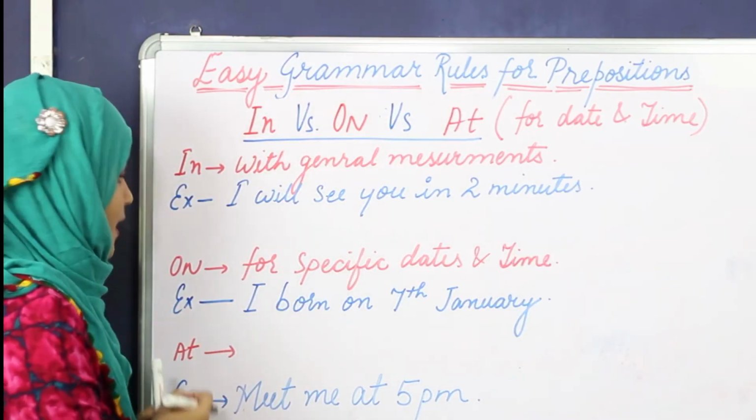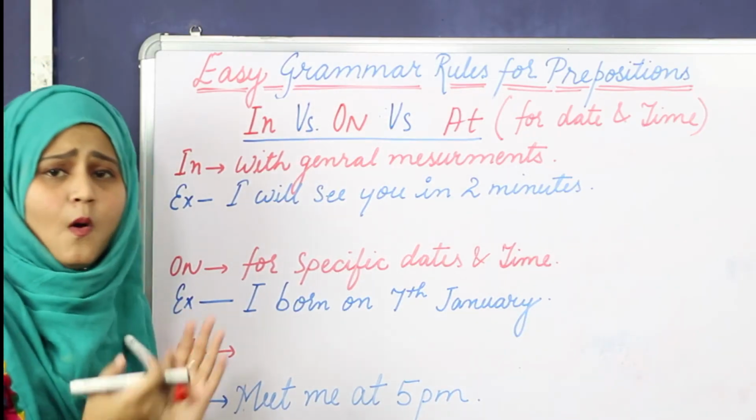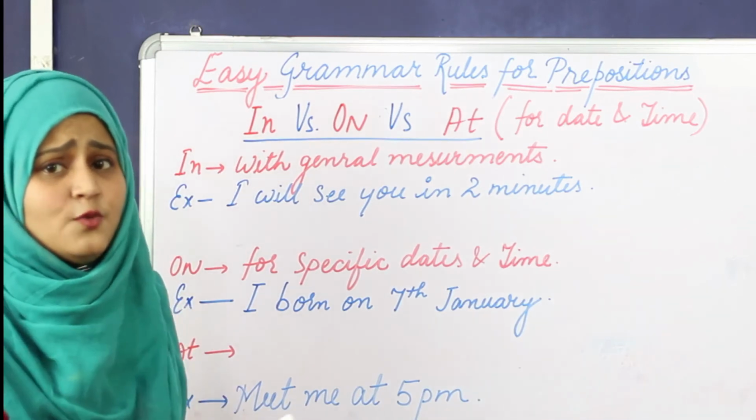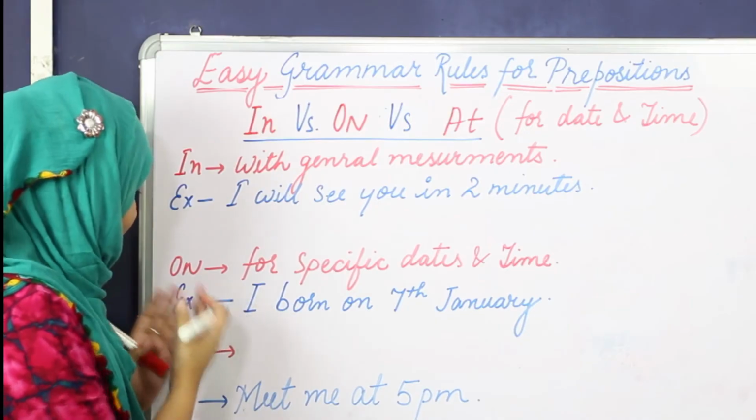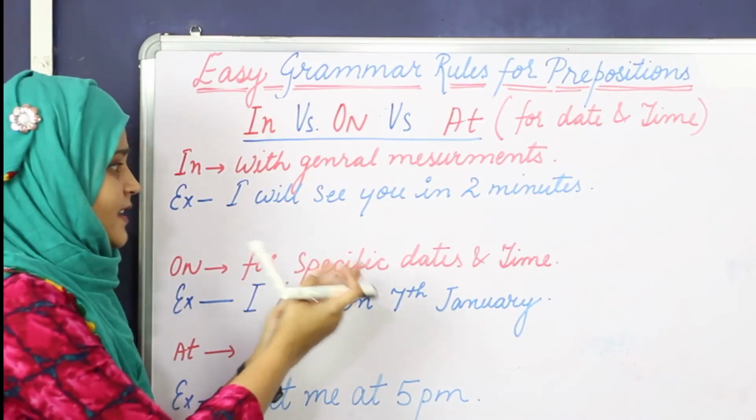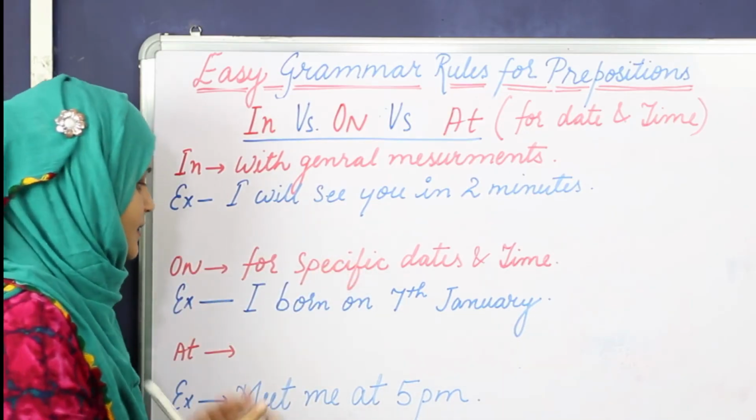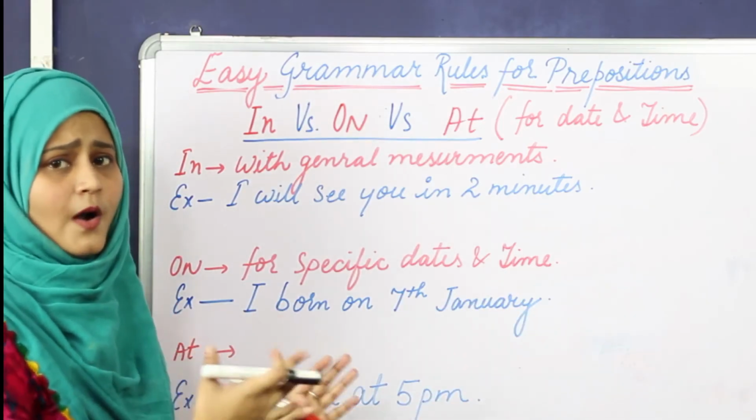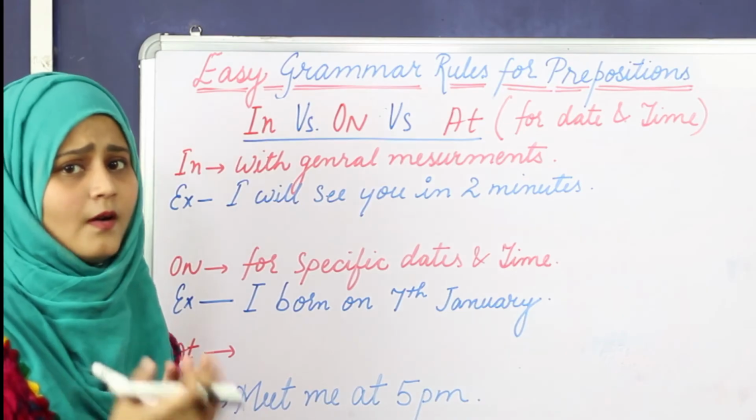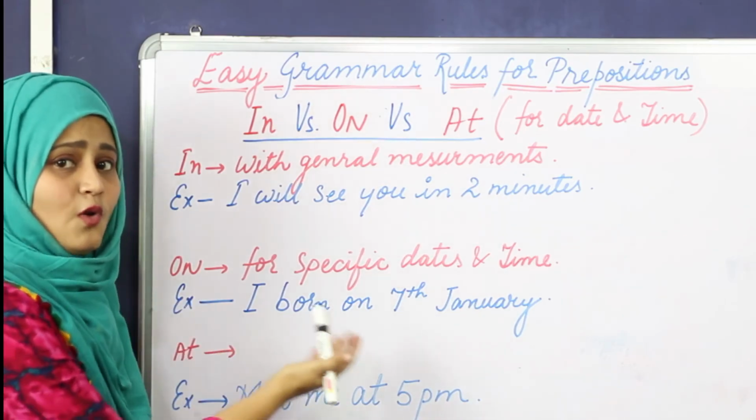The next ones are on and at. However, on and at are specifically used for dates and time. So we look here at on for a specific date and time. So for example, I was born on 7th January. She was born on 15th August. Like that you have to use on.